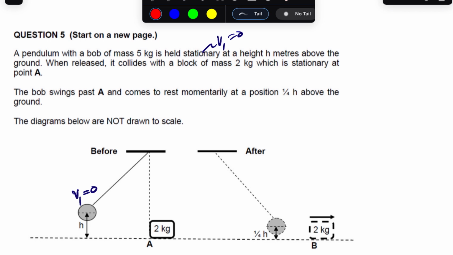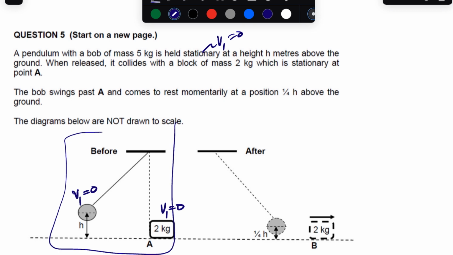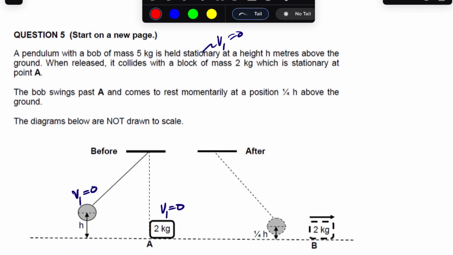Now it says at a height h meter above the ground. So there's a height there. When it's released, it collides with a block of 2 kg, which is stationary. So when this pendulum bulb is released, it moves down and collides with this stationary block, whose initial velocity is 0. That's the initial. This is before collision, right?